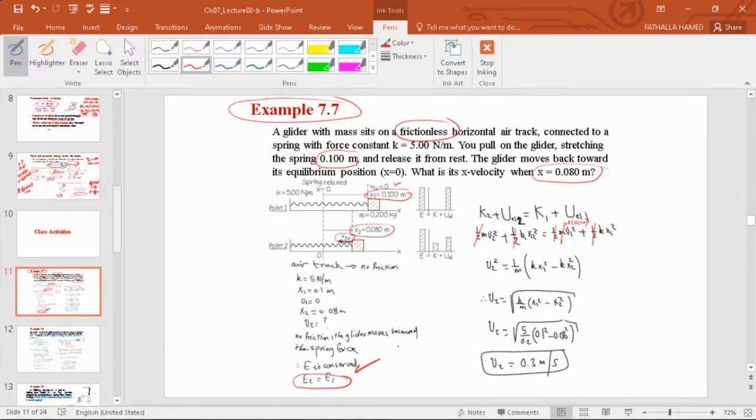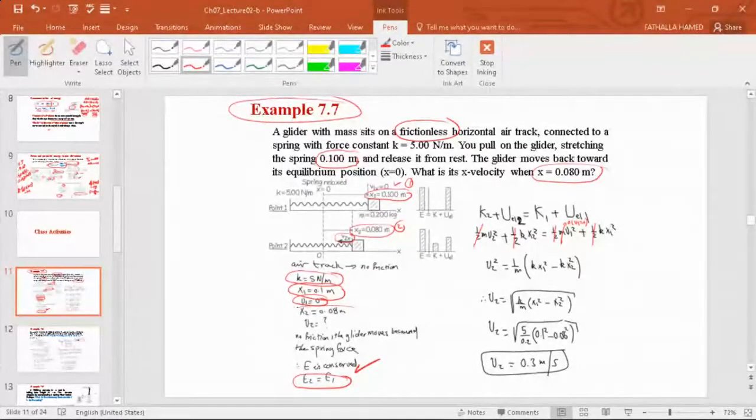So you can always compare any 2 points. We're going to compare this point here to this point here, and we'll figure out what the speed will be when the block gets to x equal to 0.08. Our spring constant is 5 newtons per meter. Our initial x1 is equal to 0.1 meters, which is 10 centimeters. And we're starting from rest, so v1 is equal to 0.